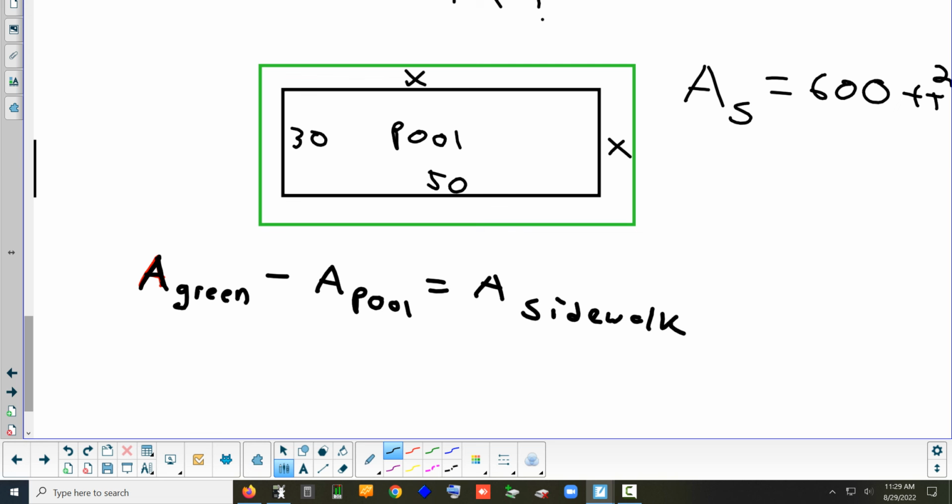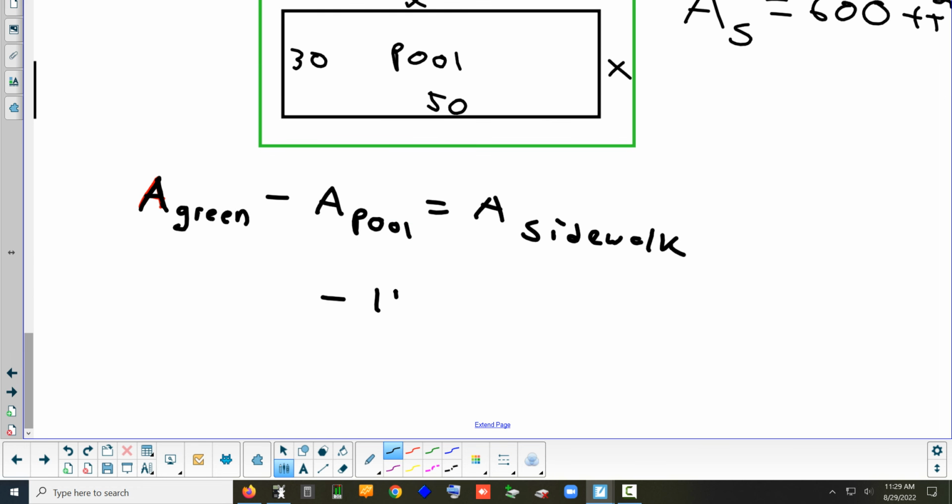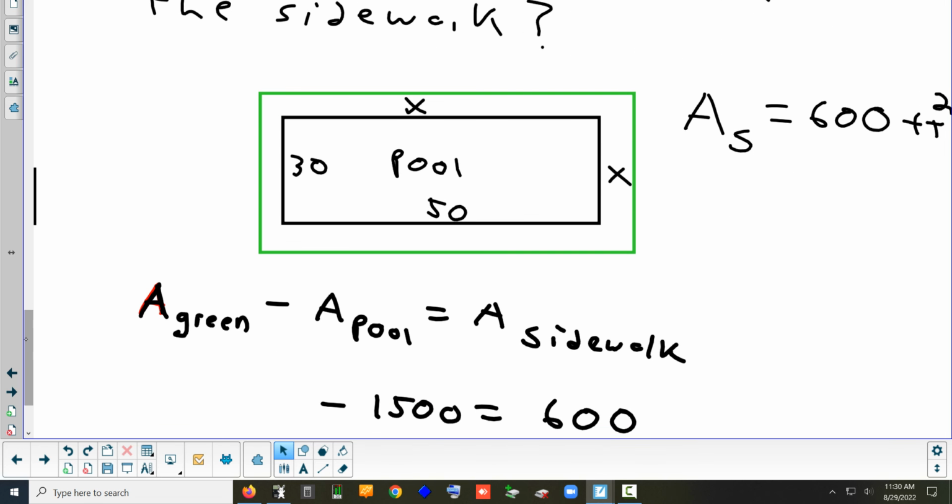So the area of the green, let's hold off on that one for a second. Let's do the area of the pool first. What's 30 times 50? Yep. 1,500. So that's 1,500. The area of the sidewalk, we already know is 600. Now, by me asking the area of the pool, I assumed you knew the formula for the area of a rectangle. Just in case we don't remember, what's the formula for the area of a rectangle? Base times height. Yeah, base times height or length times width. So to find the area of the green, you need the length of the base.